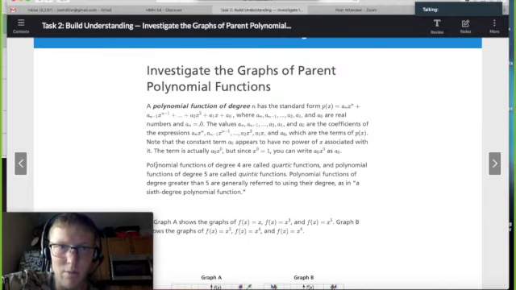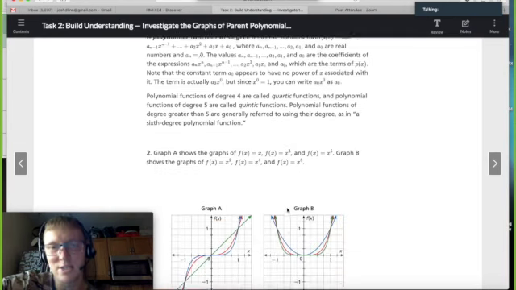And just so you know, polynomial functions of degree 4 are quartic functions. Polynomial functions of degree 5 are quintic functions. Things that you should always know.